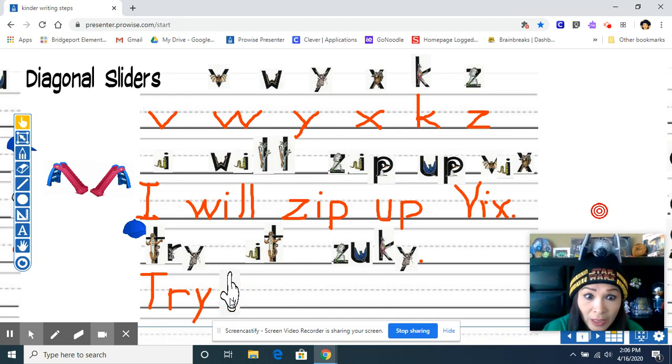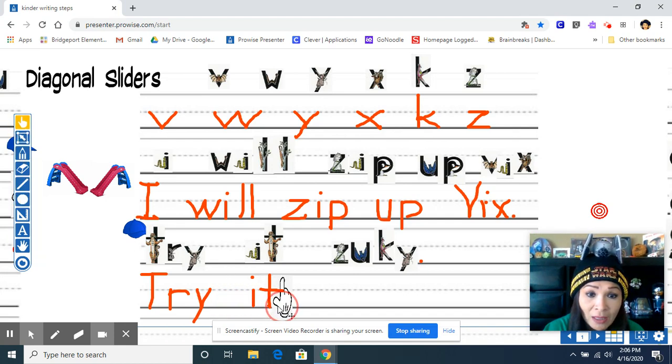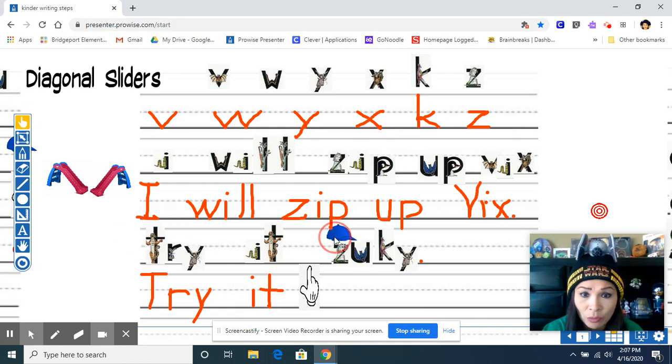Let me see you do it. Put that space down. Try it. Okay? It. Finger space. It. Try it, Zuki. So Zuki is a name. Now I have to move my finger space because that's a different word. We're going to write the word Zuki. Zuki is a name, so we need to capitalize the Z.